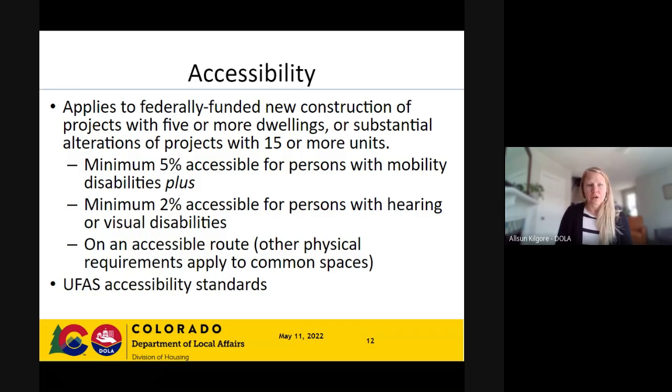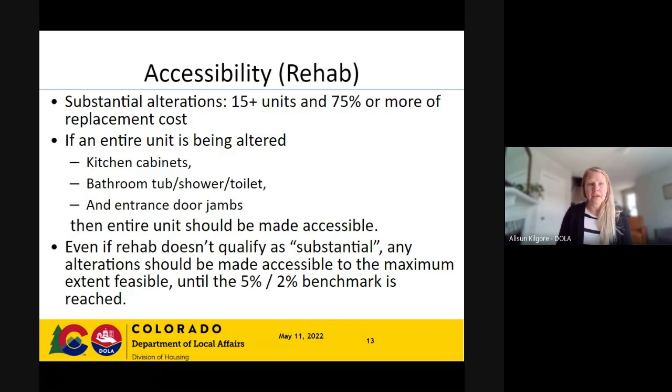Right. So next we'll talk about accessibility for rehab. And so the prior slide was for new construction. For rehab, for accessibility, there are some different thresholds, because you may not be rehabbing a building to a point where you can meet the threshold that we spoke about on the prior slide. But if you're doing substantial alterations for a project that has 15 or more units and the cost of the alterations is 75% or more of the replacement cost of the completed facility, the new construction provisions that we reviewed on the prior slide do apply.